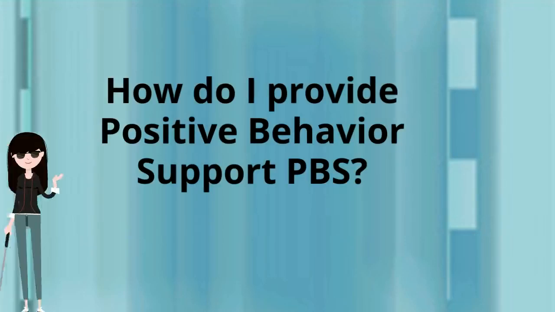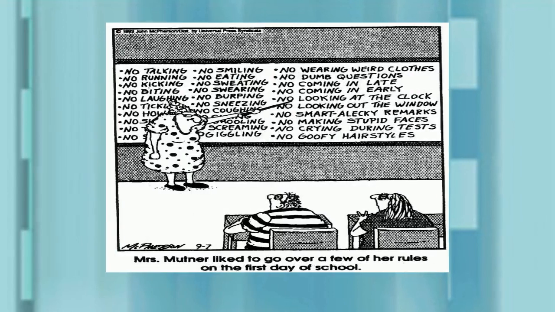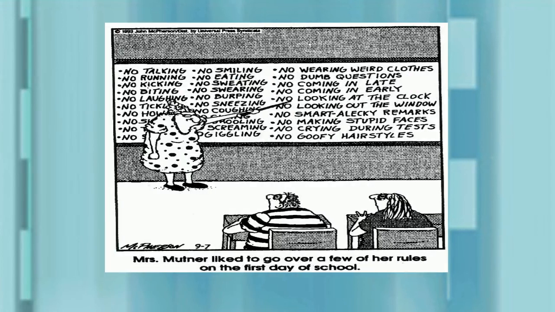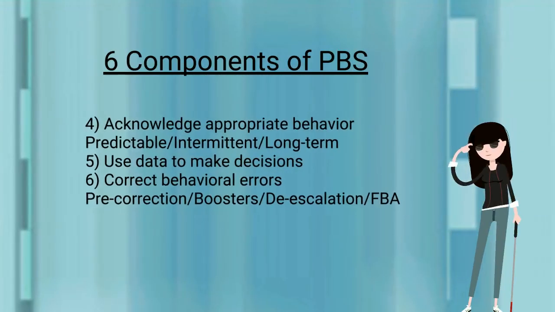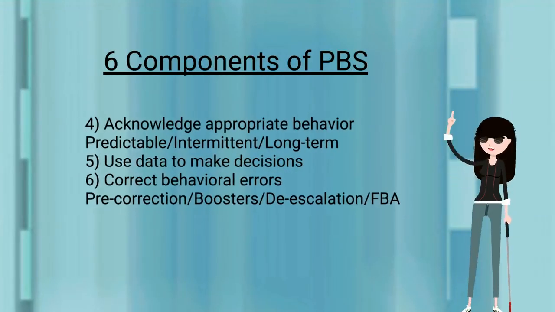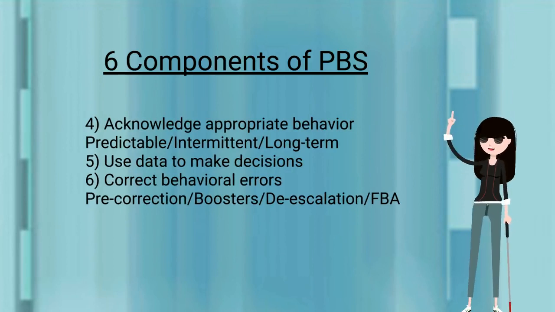How do I provide positive behavior support, PBS? Six components of PBS. 1. Select and define expectations and routines. 2. Teach behavior and routines directly. 3. Actively monitor behavior. 4. Acknowledge appropriate behavior. 5. Use data to make decisions. 6. Correct behavioral errors.